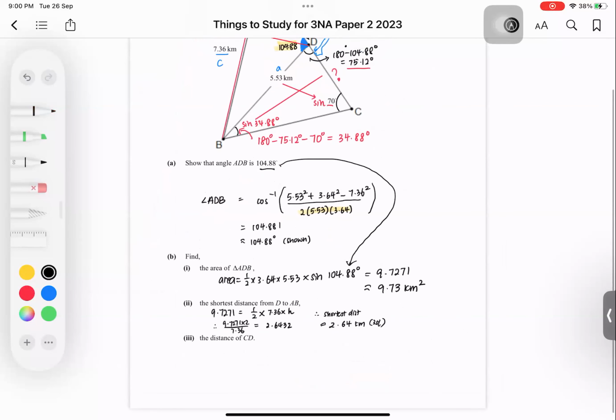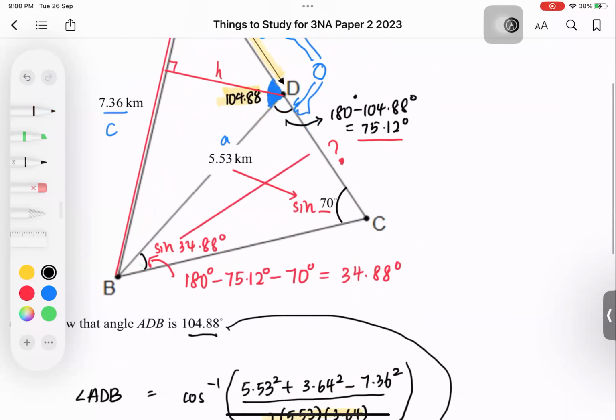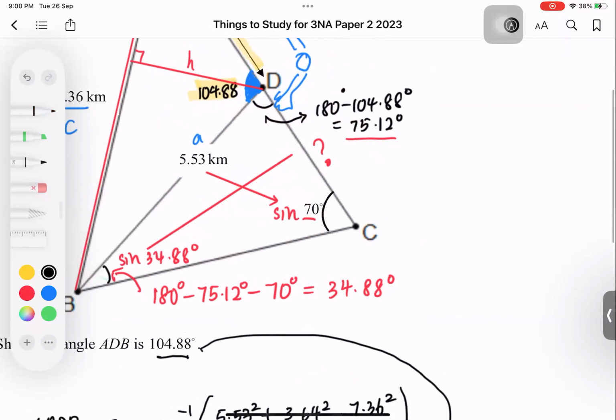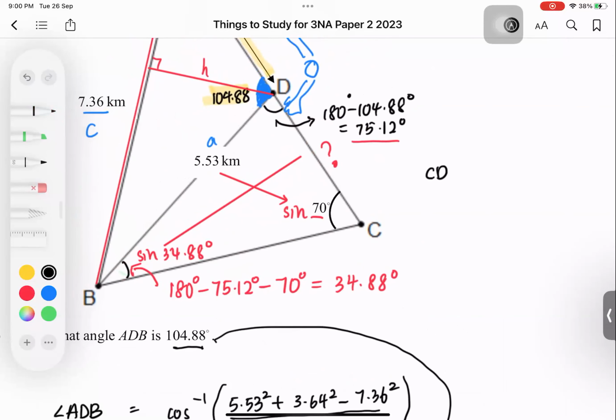I want to find CD, right? I put the one that I want to find on top. So in this case, CD is the one I want to find, over the matching angle, sine of 34.88, equals the next matching pair. Just now it was CD, length on top, right? So it's 5.53 over sine 70. Okay, so I'm going to use this pair that I have.